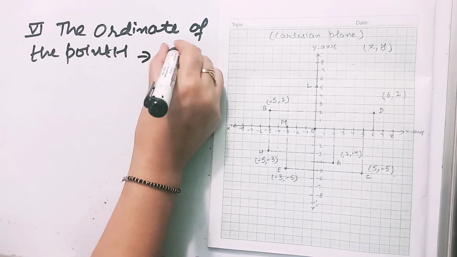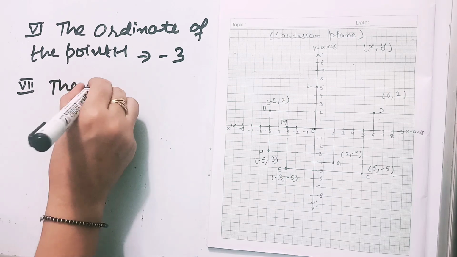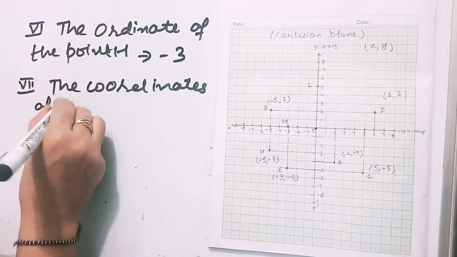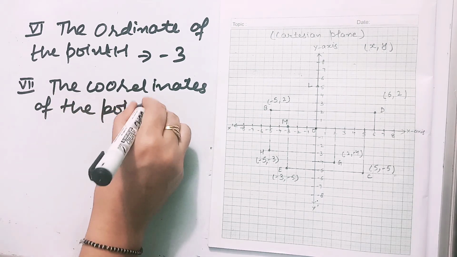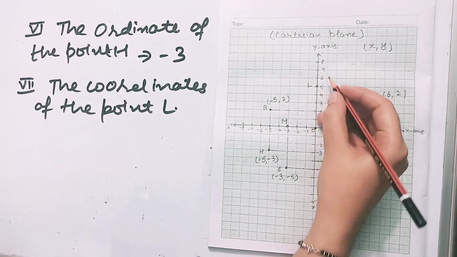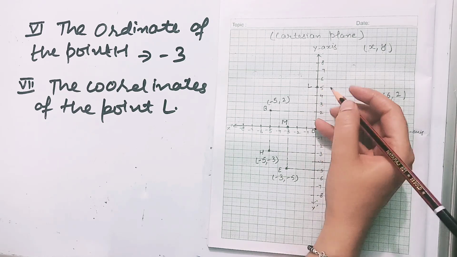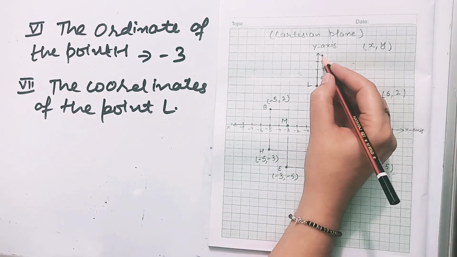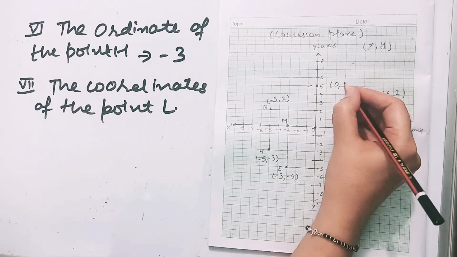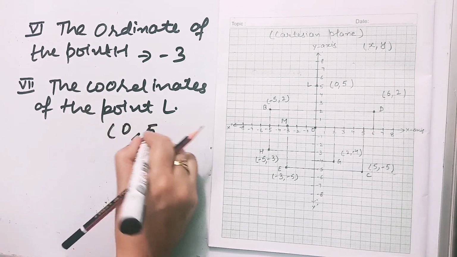The answer will be -3. The seventh part is the coordinates of the point L. Where is L? It is on the y-axis, meaning only the y coordinate is given and the x coordinate is not given. When a point lies on the y-axis, x is always 0 and y is here 5. So the coordinates are (0, 5).